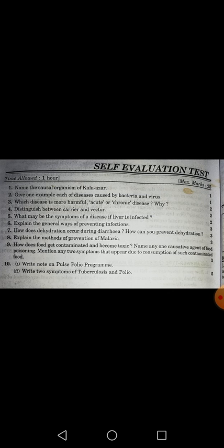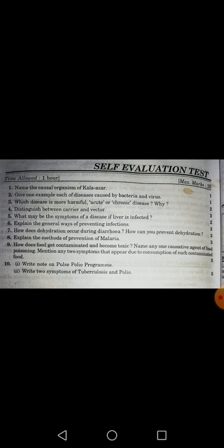Now the last question, question number 10, it is of 5 marks. Write a note on the pulse polio program. And the second part of the question is write two symptoms of tuberculosis and polio. So students, I want to tell you what the pulse polio program is.